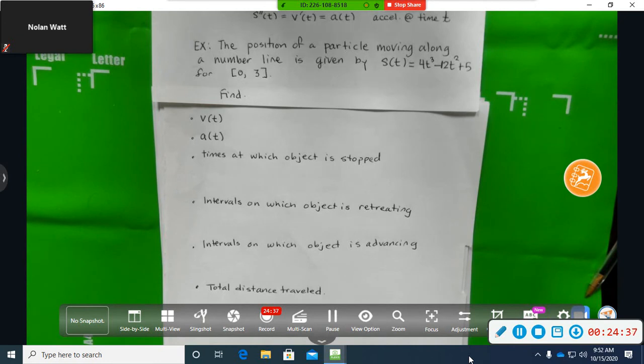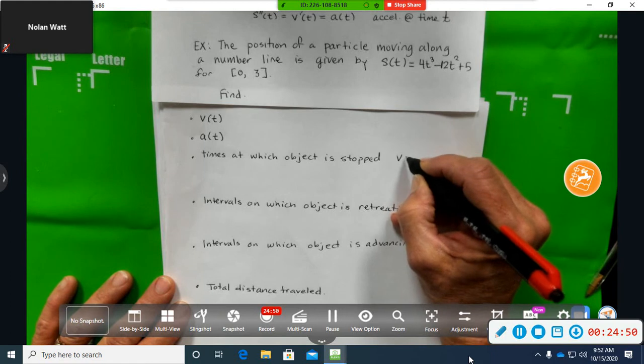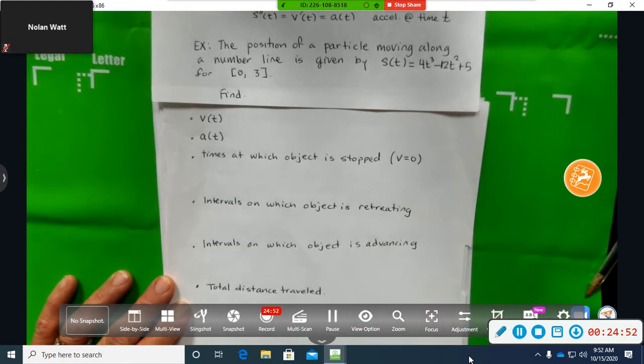So assume you've got the velocity and acceleration already. How do you know when the object is stopped? Set the velocity equal to 0. And hopefully that little change I made making it 12 gave you a better value of t.